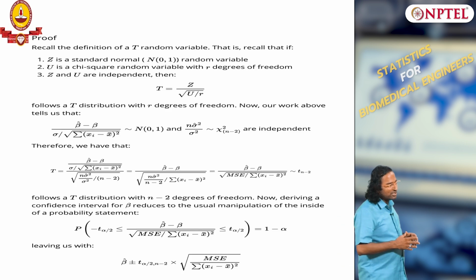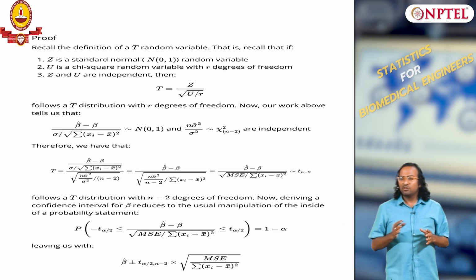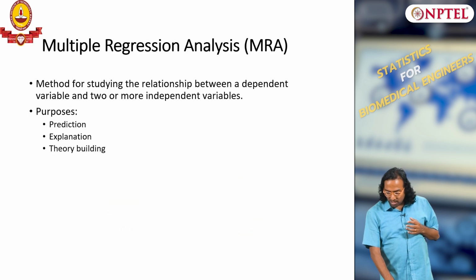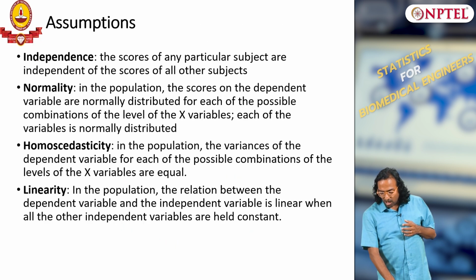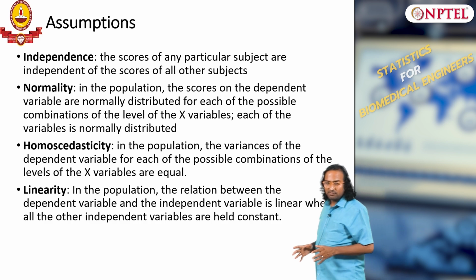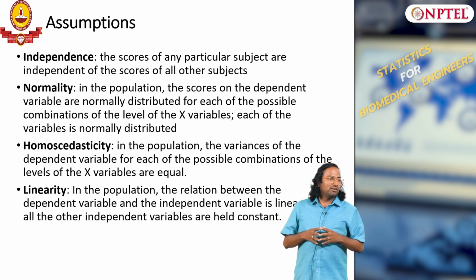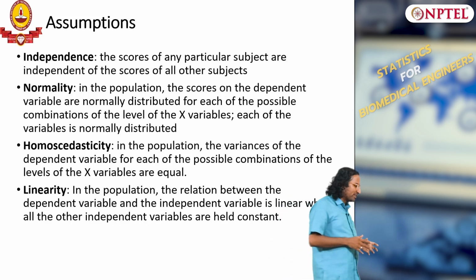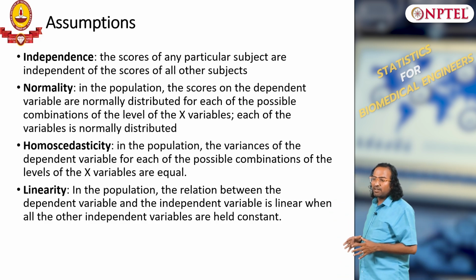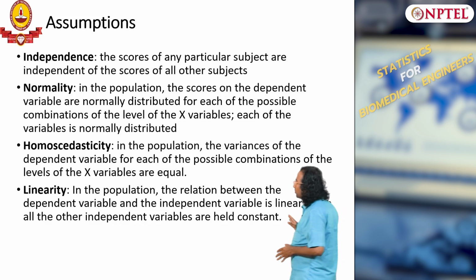Okay. So this is about confidence intervals of the regression problem. Moving on, now we are going to talk about what is called multivariate regression. So far we have completed univariate or single variable regression. Now we move on to multivariate regression. Again, in multivariate regression all these assumptions hold good.